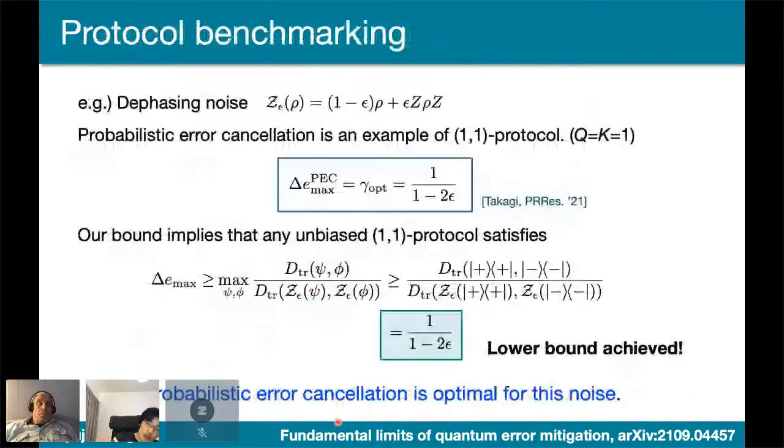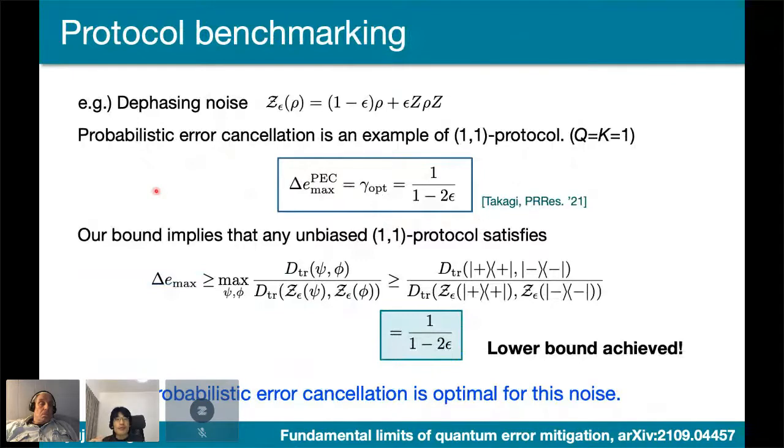Okay, so this was the introduction of the probabilistic error cancellation in the context of our framework. But now let's look at the specific noise models, and see how this probabilistic error cancellation performs. If you're given a dephasing noise like this, then the probabilistic error cancellation again is an example of a 1-1 protocol. Then we can get that this optimal gamma can be calculated as 1/(1 - 2 epsilon). So this was calculated in my paper.